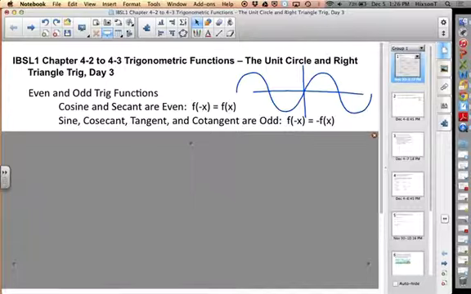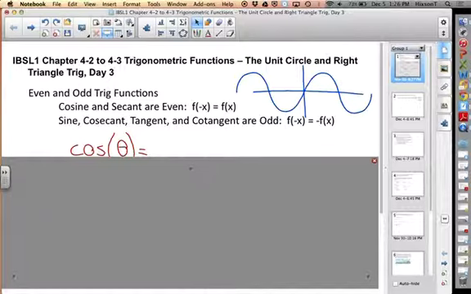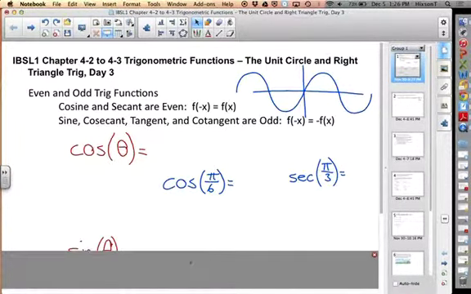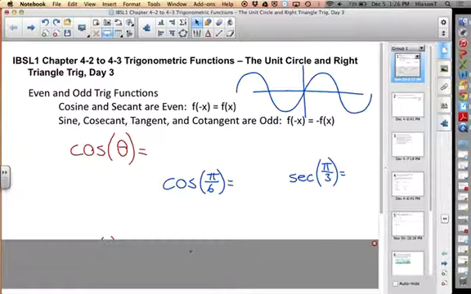And I'm not concerned too much right now with the graph, but what does that mean in relation to our sine, cosine, tangent values? Well, let's look at our unit circle and kind of relate this here.